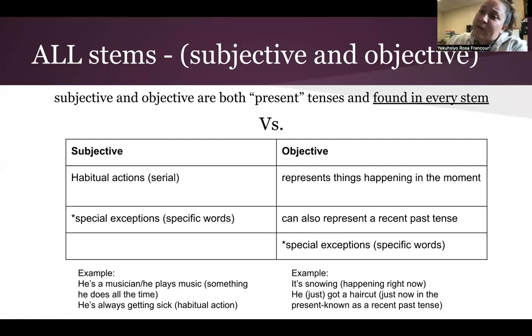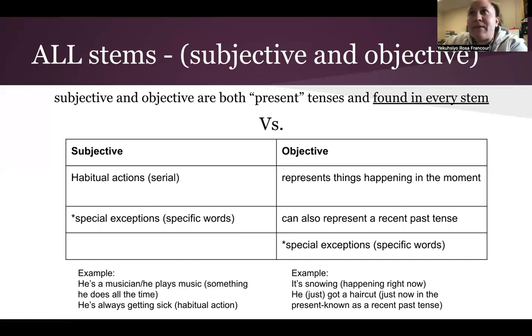So the subjective, we call that the serial. When we get into verb conjugations later on, I'm just going to call it the serial. So just get familiar with that terminology or usage right now. So subjective is generally representing a habitual action, like maybe I'm a musician, I'm an artist. Doesn't mean I'm playing music right now. It just means that that's something I do all the time. It's who I am. I'm a teacher. That is exactly what the serial is, okay, or a habitual action.